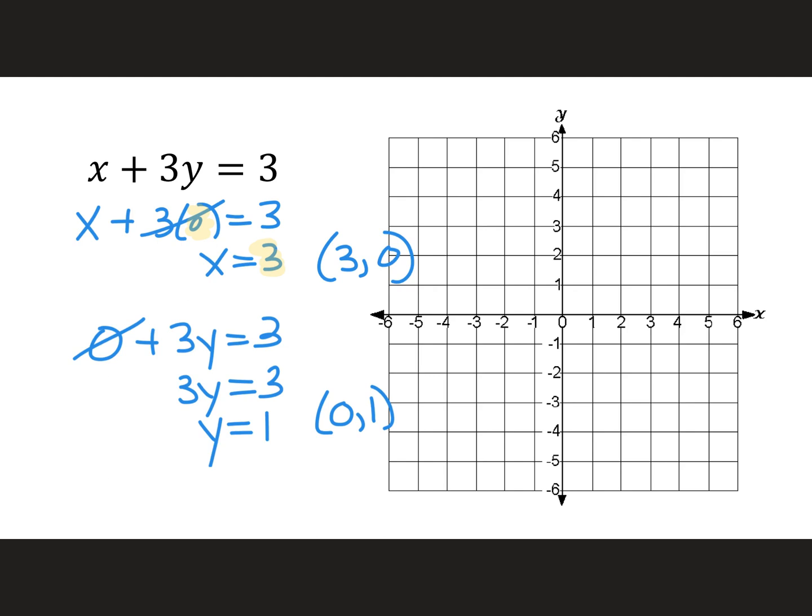All right, now it's time to plot those 2 points. (3, 0) is here. The (0, 1) is here. And now all I have to do is draw a line through them. Do you like this or not?